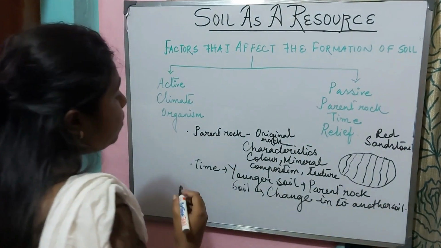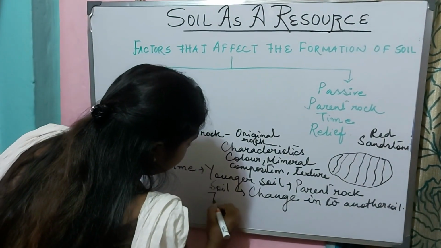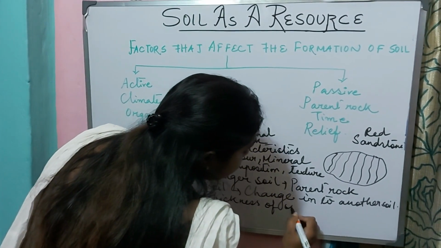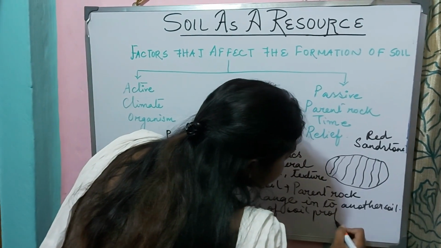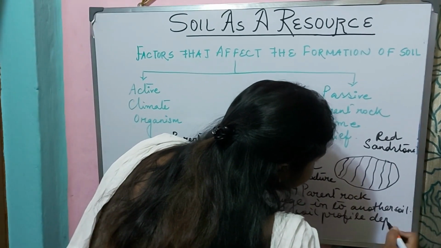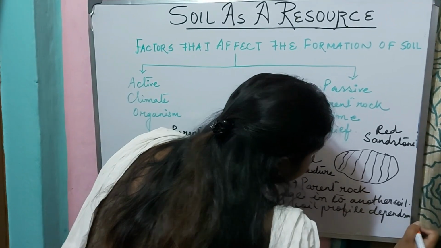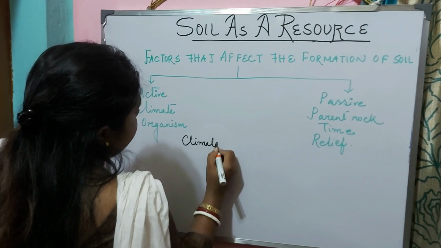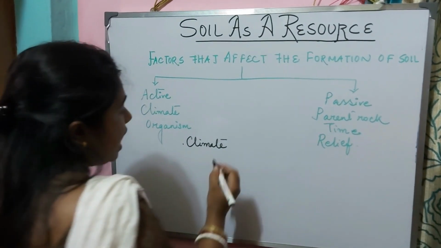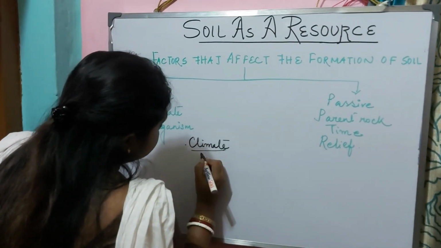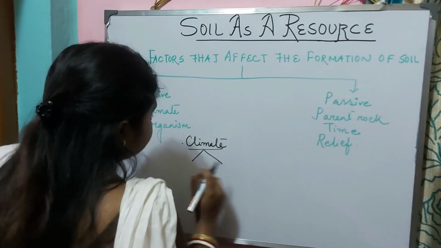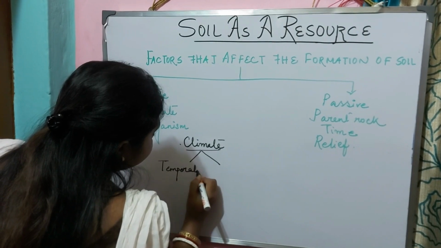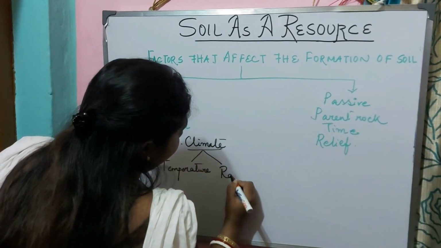And also on the basis of time, the thickness of soil profile depends on. Let us move ahead with the next factor, that is an active factor, that is climate. Now in climate there are two main factors which affect the formation of soil, that is temperature and rainfall.